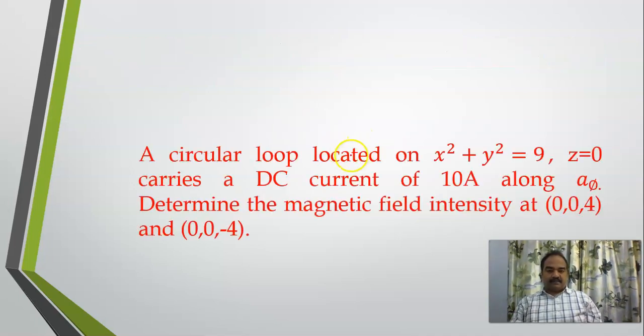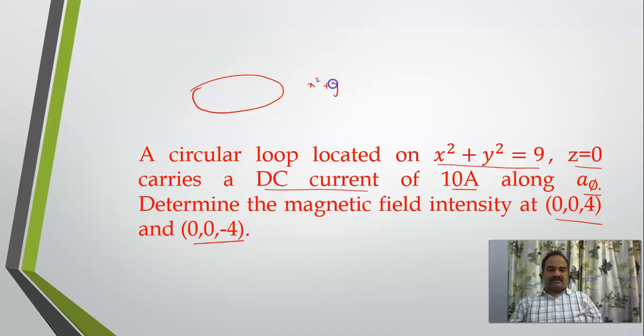Now, moving on to the next problem. A circular loop located on x square plus y square is equal to 9, z is equal to 0, carries a DC current of 10 amperes along A phi. Determine the magnetic field intensity at 0, 0, 4 and 0, 0, minus 4. He is saying that it is a circular loop located on x square plus y square is equal to 9, and its equation is given by x square plus y square is equal to 9.